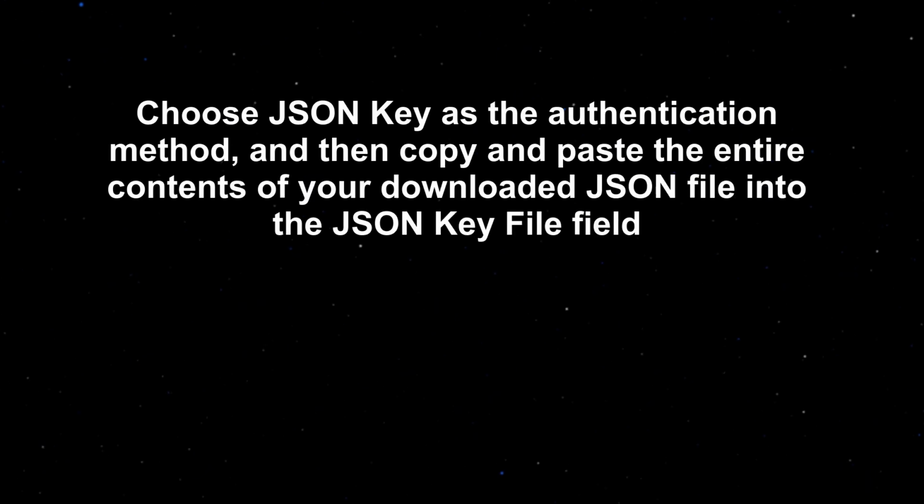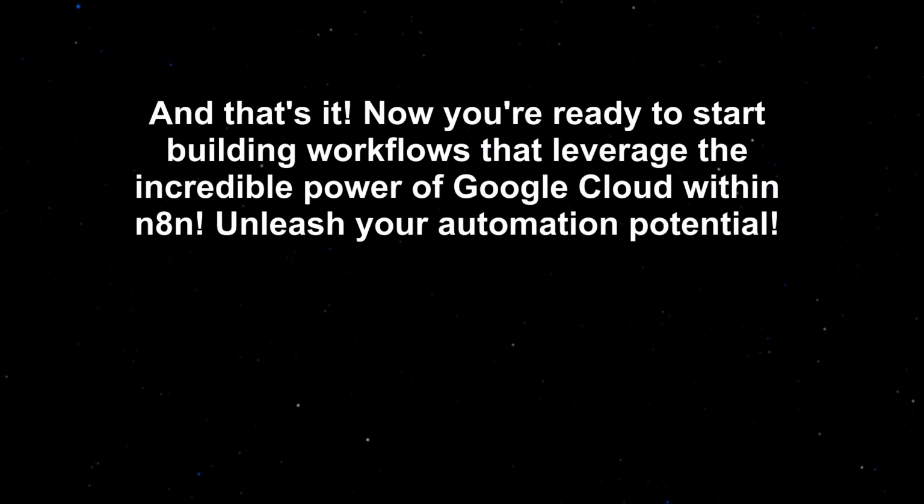Choose JSON key as the authentication method, and then copy and paste the entire contents of your downloaded JSON file into the JSON key file field. And that's it. Now you're ready to start building workflows that leverage the incredible power of Google Cloud within n8n. Unleash your automation potential.